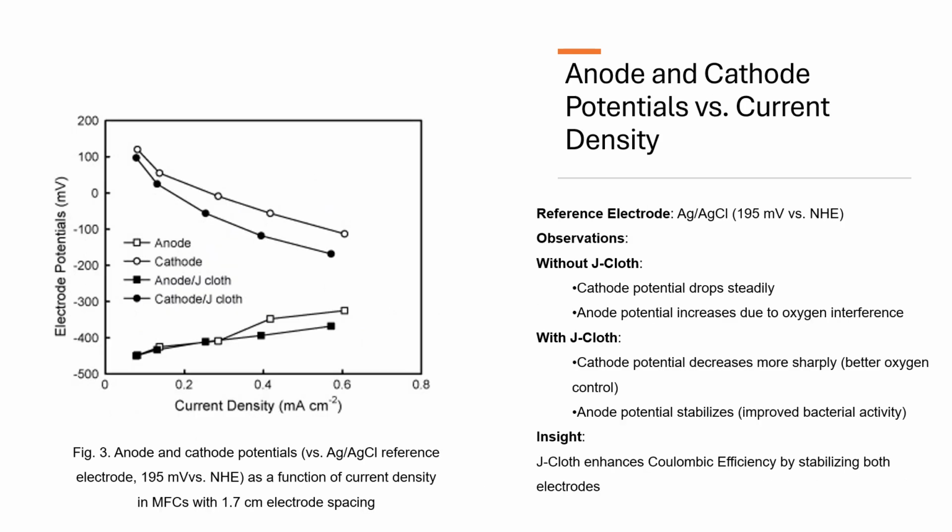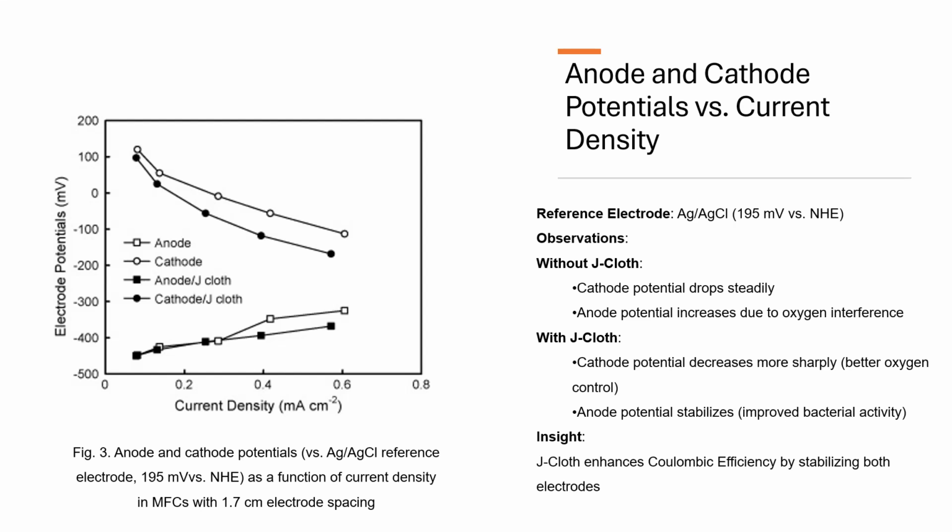Figure 3. This figure compares the electrode potentials of the anode and cathode as current density increases, using the silver chloride reference electrode with a potential of 195 mV versus the normal hydrogen electrode. For the cathode, without J-cloth, the potential starts at approximately 100 mV at 0 mA per square centimeter and drops steadily to around -100 mV at 0.6 mA per square centimeter.